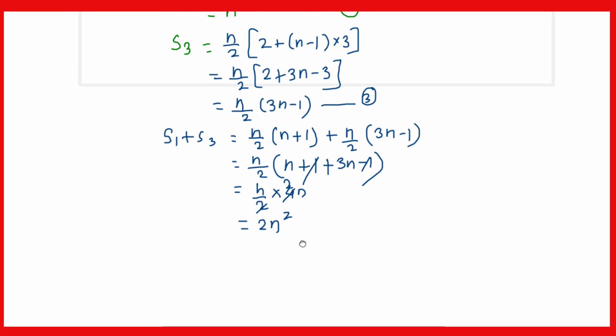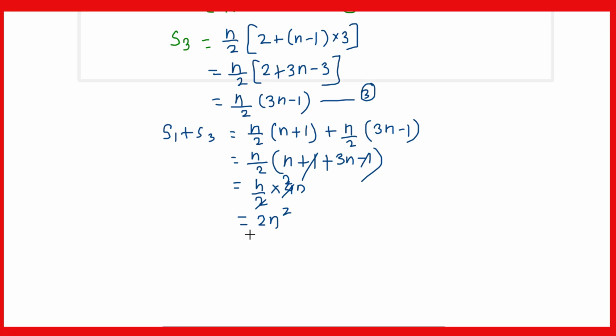And so S1 plus S3 is equal to 2n square, but what is S2? S2 is equal to n square, correct? So twice n square can be replaced by 2S2, and so S1 plus S3 is equal to twice S2, and hence it is proved that S1 plus S3 is equal to twice of S2.